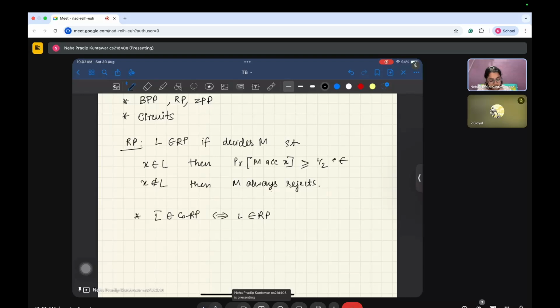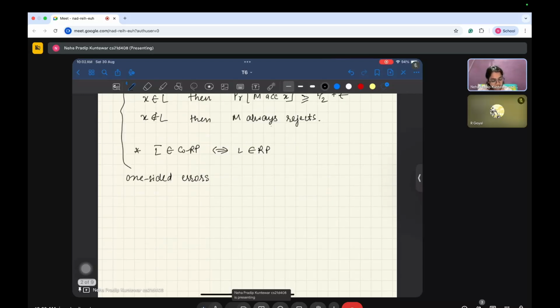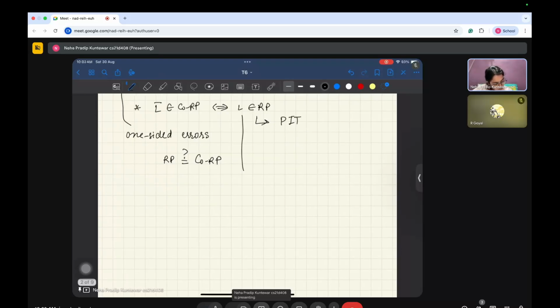So these are called one-sided error algorithms, and we don't know whether RP is equal to co-RP, so this is an open problem. And the other thing is that you saw some natural examples of languages in this class, for example polynomial identity testing. This is in co-RP. So the picture currently is like this: you have RP here, then you have co-RP, and this intersection is what we call ZPP.